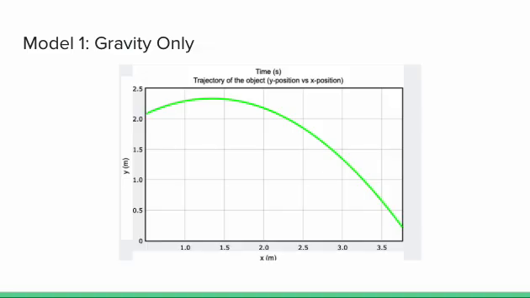In the gravity-only model, the net force is just weight downward. Momentum changes linearly in the y direction and the x velocity stays constant. This predicts the classic parabolic trajectory.